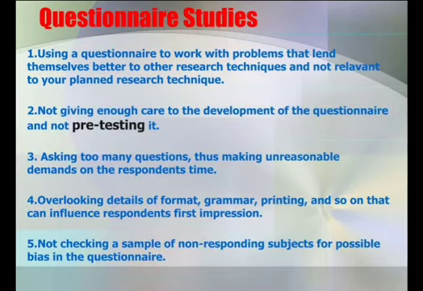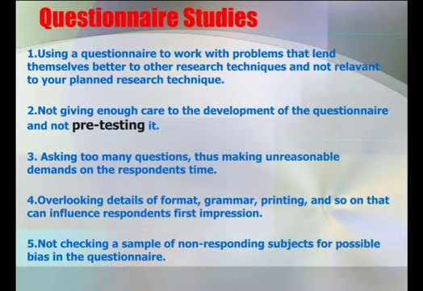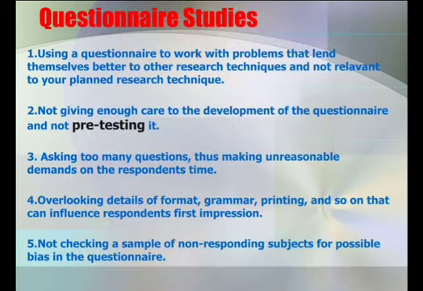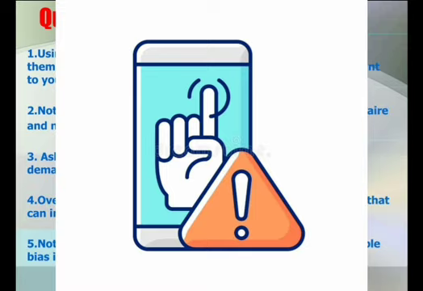This slide explains common mistakes in questionnaire studies. Researchers sometimes use questionnaires for problems that are better solved using other research methods. Another major mistake is not designing or pretesting the questionnaire properly. Asking too many questions may waste the respondent's time and reduce response quality. Details such as grammar, format, and printing style also influence the respondent's first impression. Finally, researchers should check non-responding samples to avoid bias in the collected data.